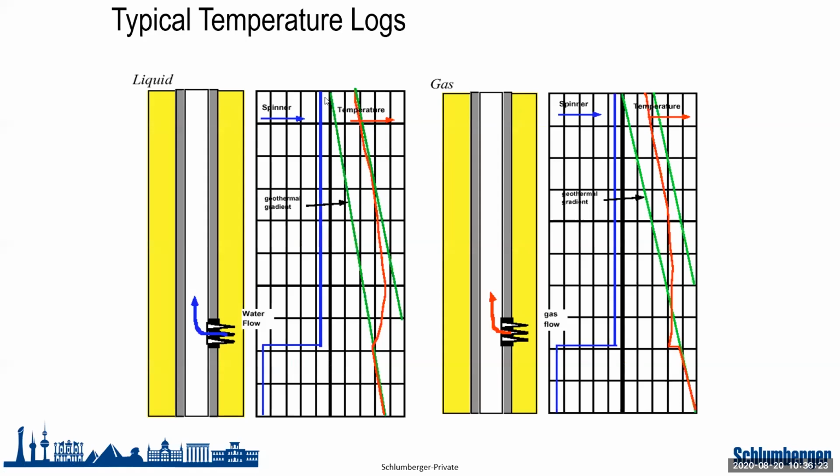Over here, I have some examples again. I have here an entry of water. I see my spinner is responding to the entry of water, and my temperature is showing an increase. I have an entry of gas. Again, the spinner is responding to the entry of gas into the wellbore, but immediately after the gas enters the wellbore, expansion happens. This is what we call the Joule-Thomson effect. As expansion happens, we will have a cooling effect. So you can see a sharp decrease in temperature initially whenever you have a gas entry.